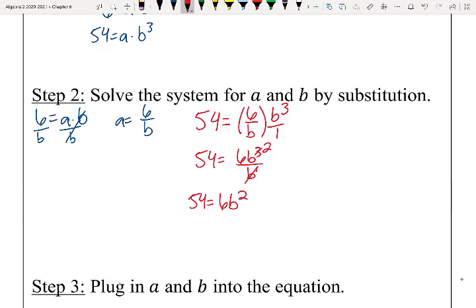If I divide by 6 on both sides, I get that 9 equals b squared. Then we just take the square root of both sides, and I get that b is positive 3.